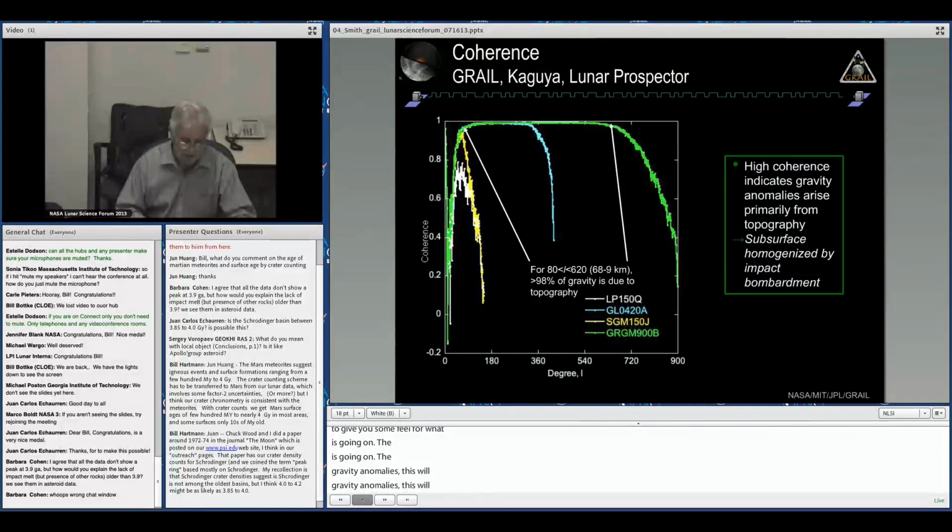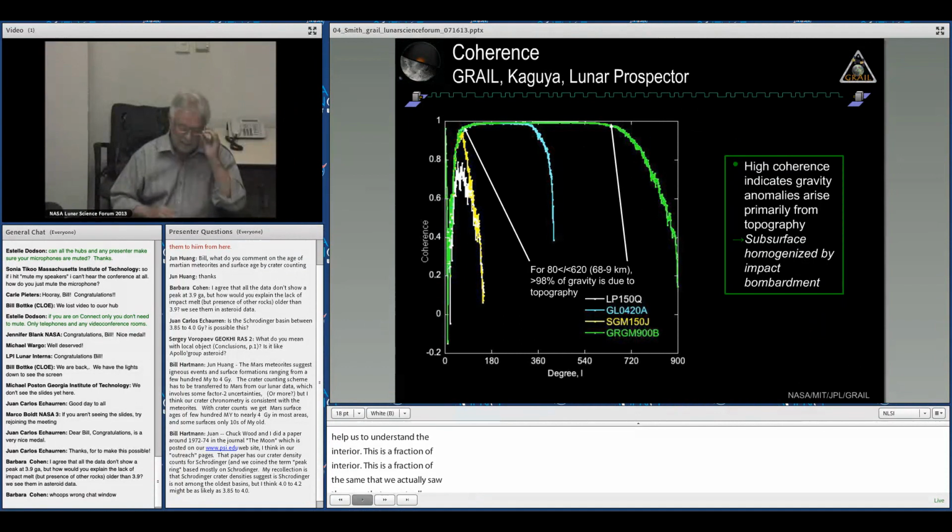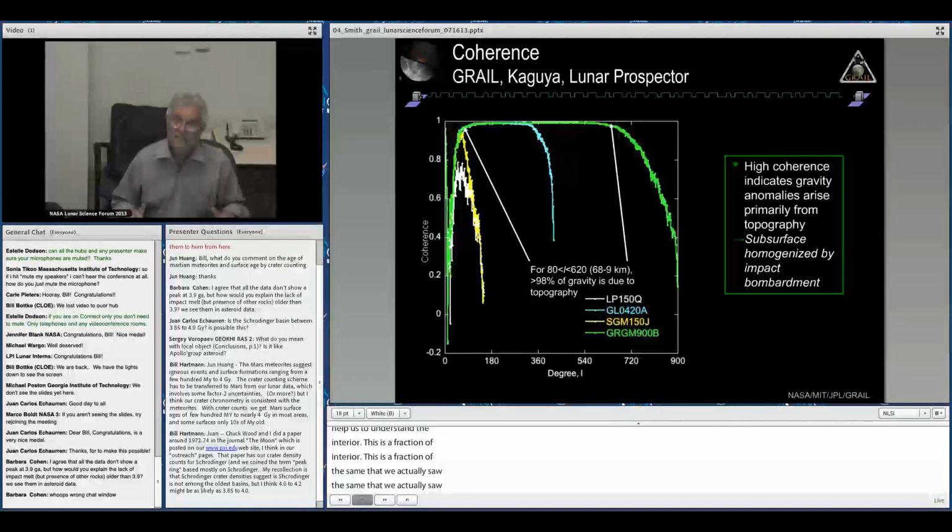And I want to show you that by showing what the coherence between gravity and topography is like. This is shown on this next chart, where the green line at the top goes up to about 1, stays about 1, drops down at about degree and order 600, and falls right off.